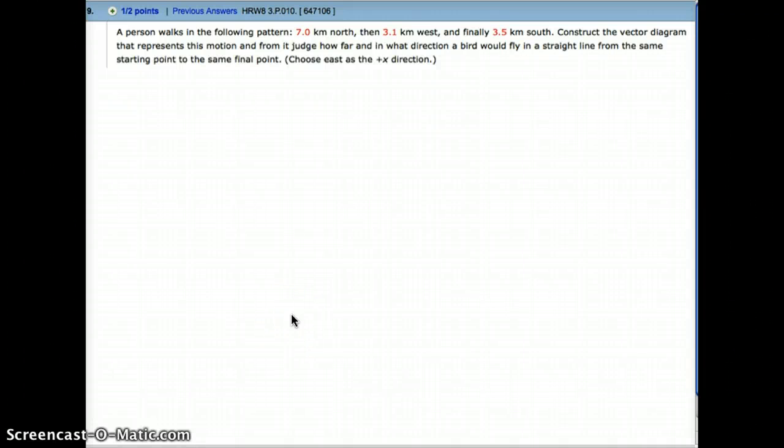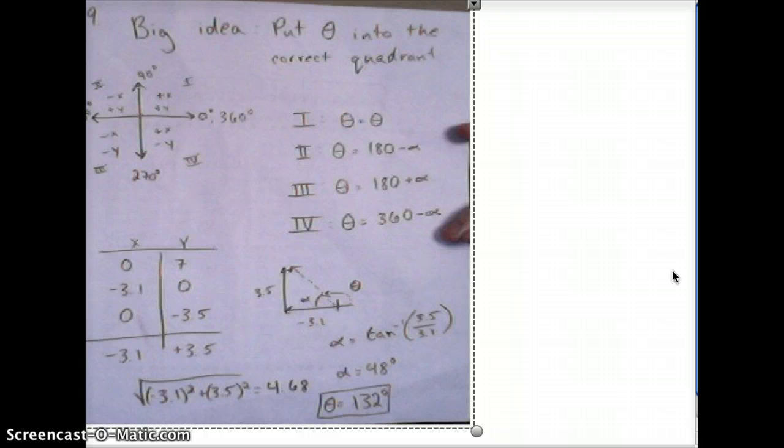In number 9, we have someone who goes north, then west, and then south. And they ask us to find the direction a bird would fly in a straight line from the same starting point to the same final point, which is basically saying what's the displacement. So I think the nice thing about this problem is the big idea is sometimes theta is not so simple. You need to figure out how to put it in the first, second, third, or fourth quadrant depending on the signs of your components. Here's a general rule that I use for what to do with the first, second, third, and fourth quadrants.